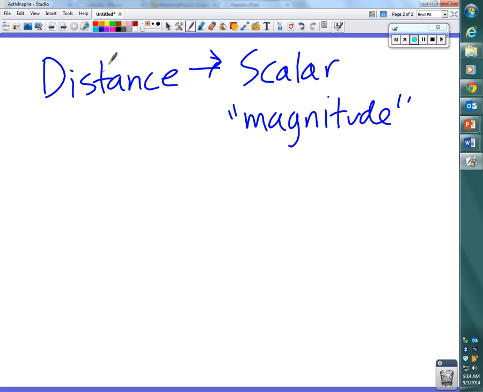Displacement, on the other hand, we'll go green, please. That's a terrible green. Can you guys really read that thing? It hurts your eyes. We'll go purple.